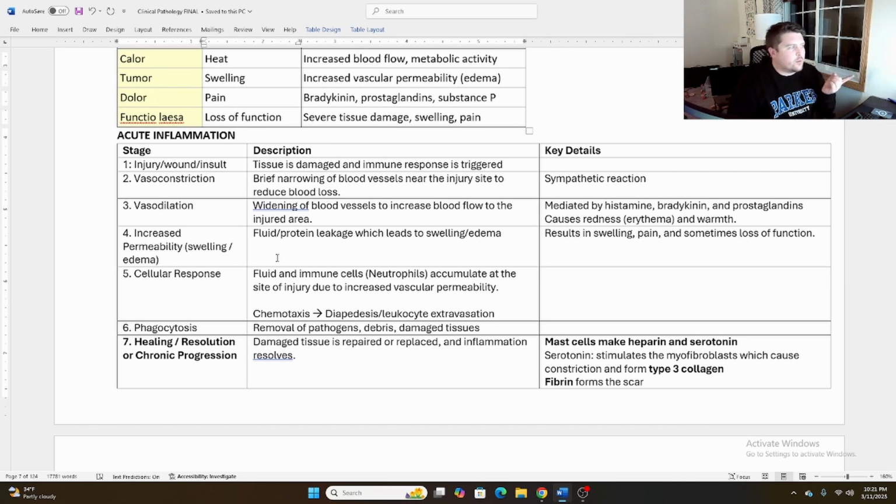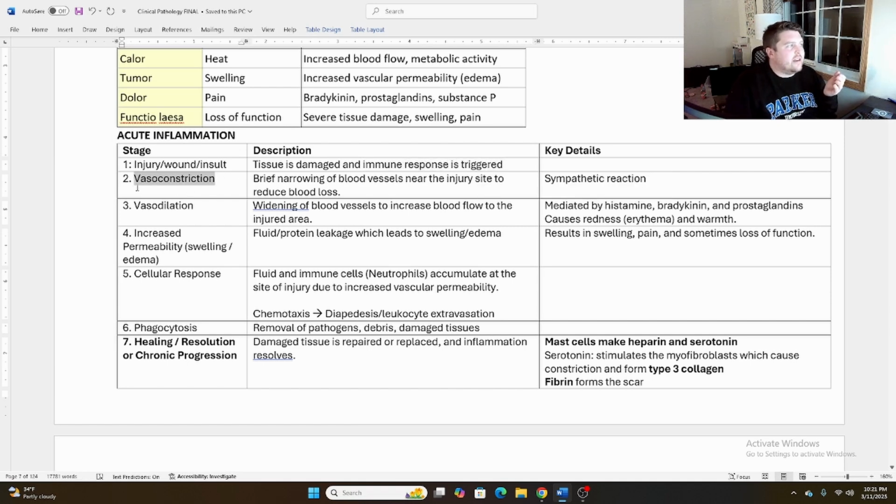Most of the stuff that we're going to talk about is more of the acute inflammation, as that's typically what we deal with more, as well as it has a specific and defined process. So there are 7 steps to acute inflammation. We get the injury, and that tissue is damaged, and we get an immune response that is triggered.